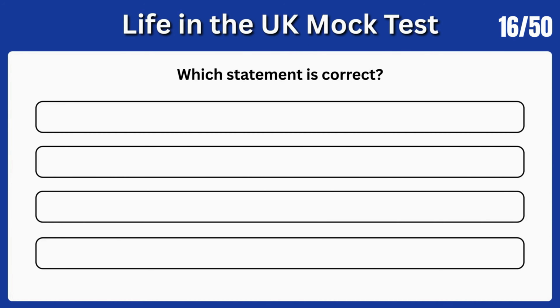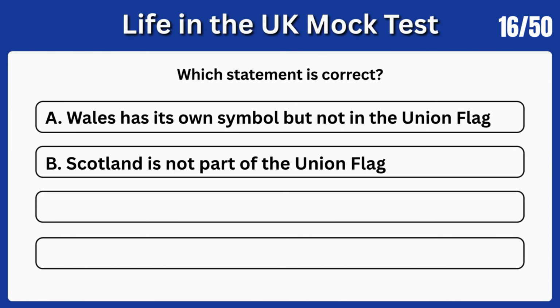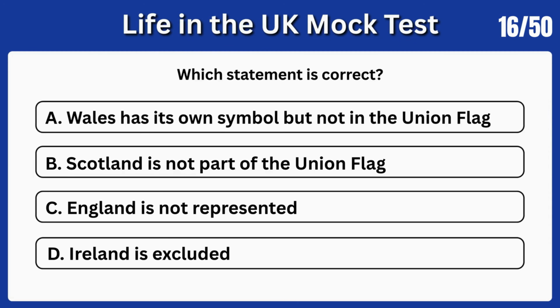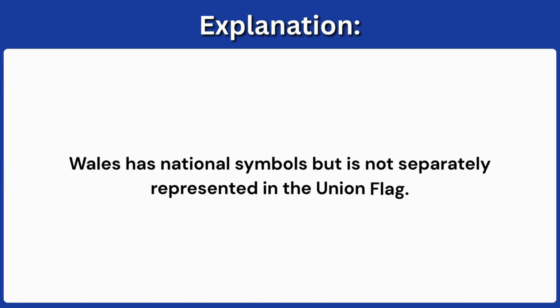Question 16. Which statement is correct? A. Wales has its own symbol but not in the Union flag. B. Scotland is not part of the Union flag. C. England is not represented. D. Ireland is excluded. The correct answer is A. Explanation. Wales has national symbols but is not separately represented in the Union flag.